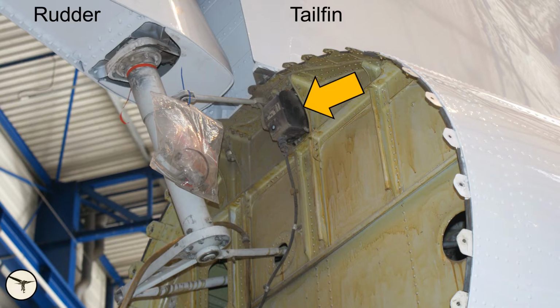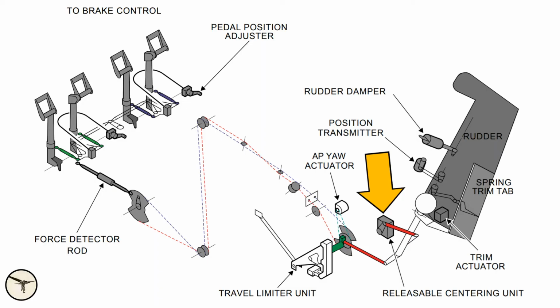This is the Releasable Centering Unit, RCU, also referred to as the rudder cam in the before takeoff checklist. It stabilizes the position of the rudder pedals. The RCU is like a toothed wheel with a pin inserted that holds the pedals in place. Every time you use the rudder trim, the RCU disengages. When you release the rudder trim switches, the RCU engages again, maybe in a new position.